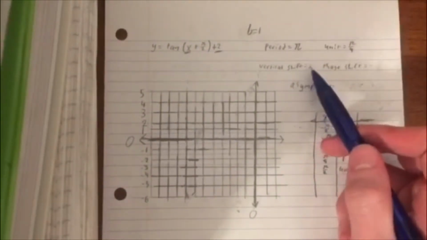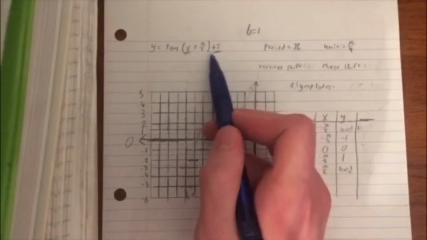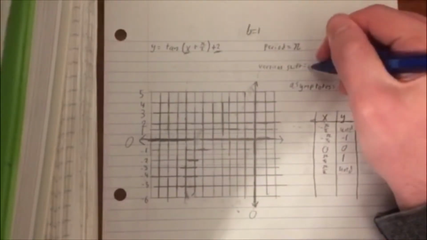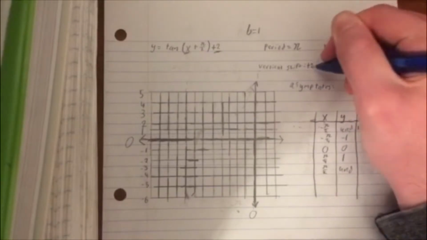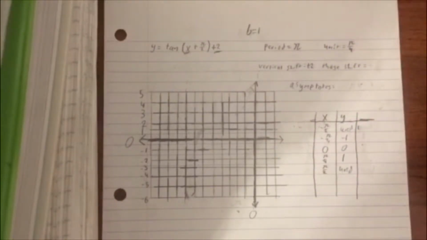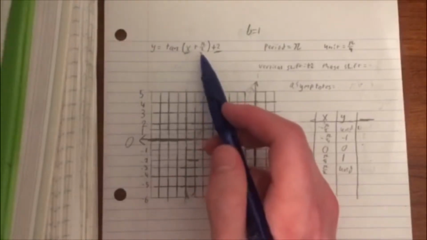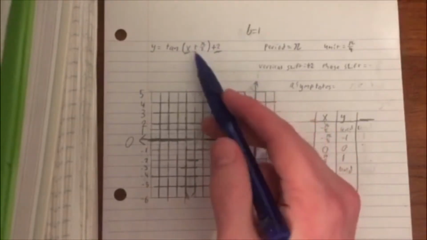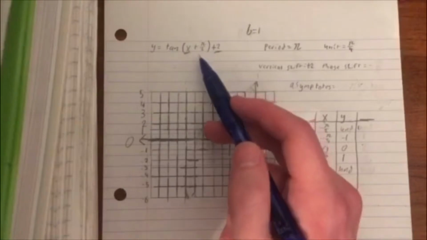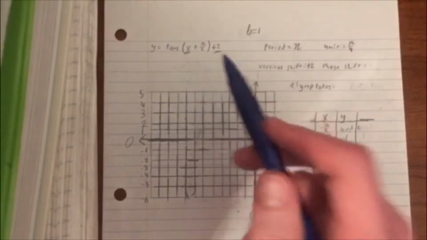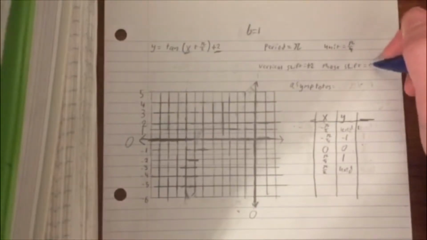For our vertical shift, that would just be the d value, which is this value at the end here. So our vertical shift is plus 2. Our phase shift we find by setting the things inside the parentheses to 0. So if we set x plus pi over 2 to 0, you'd subtract pi over 2 from each side, and you'd end up with x equals negative pi over 2. So that's going to be our phase shift.